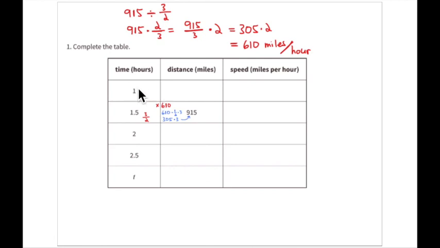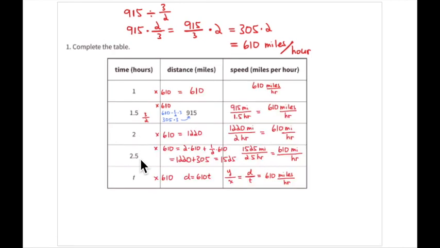Once you know that, each one of these times can be multiplied by that constant of proportionality, because it tells you how far the plane travels each hour. So for 1 hour, 2 hours, 2.5 hours, you multiply each of these by 610, and this tells you the distance the plane travels.